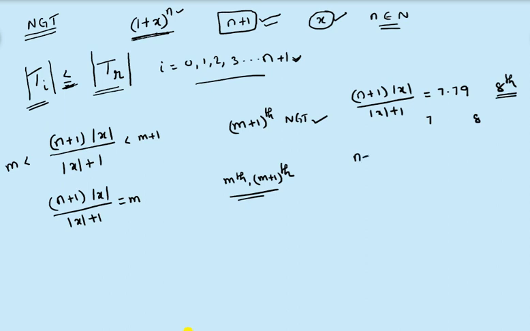Suppose we are finding the value of (n + 1)|x| divided by (|x| + 1), and that value we got is the exact integer 8. Then I can say the 8th term and 9th term are numerically greatest terms. So we will continue the discussion with a few applications based on numerically greatest terms.